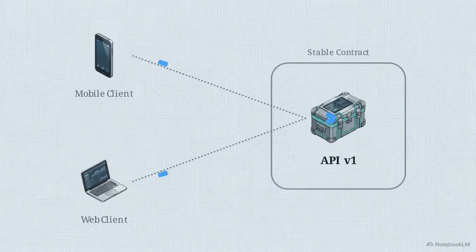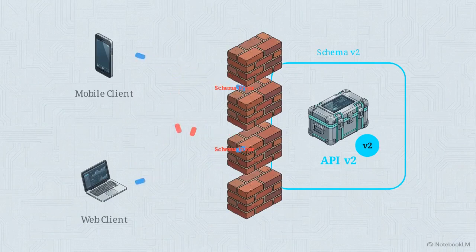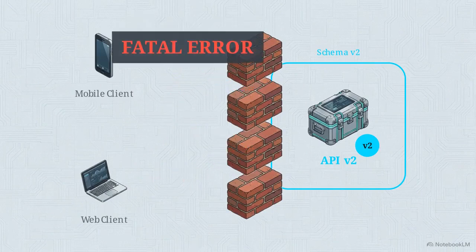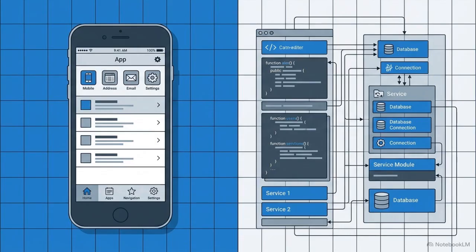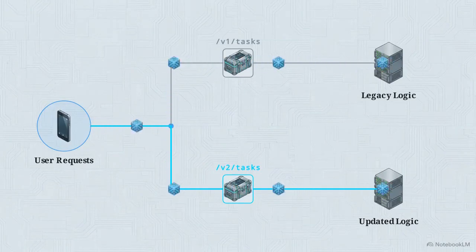However, this stability creates a conflict with the need for growth. Software must evolve to survive, but if the contract is an unbreakable promise, any significant update risks cutting off every existing user. When you are eventually forced to change the rules without breaking the promise, you need a strategy that allows the old and the new to exist at the same time.